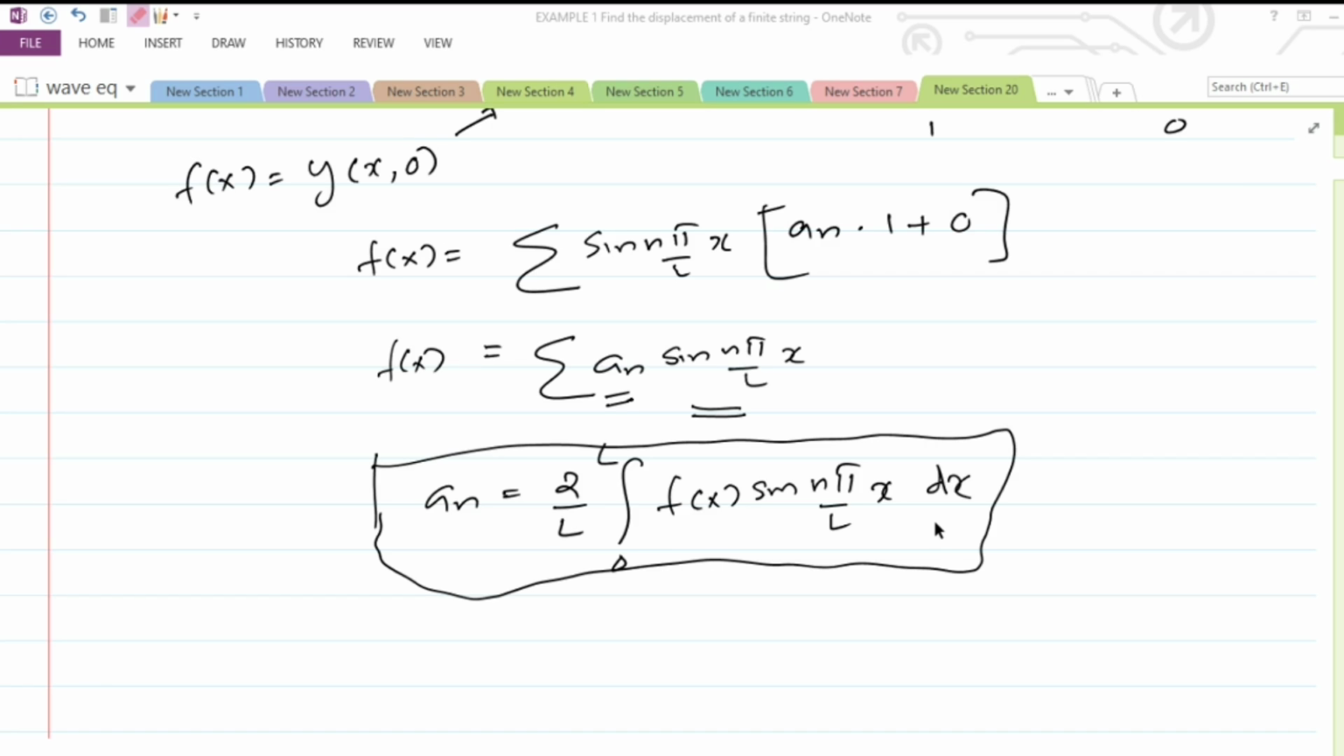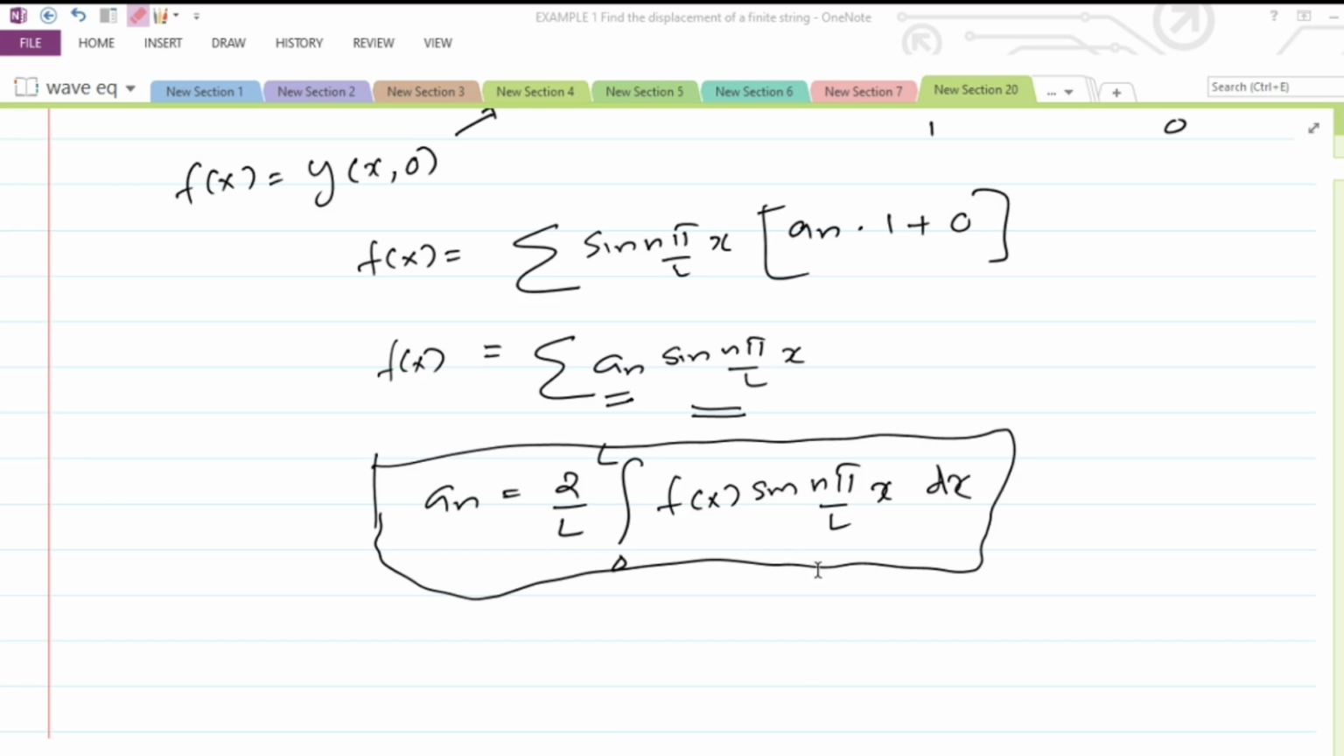Okay, but now to find the value for bn we have to have a particular value for the velocity, but it was not given. Velocity is 0, so we cannot go further. If some velocity g of x is given, we can differentiate this and substitute values. Finally we can find the coefficient bn also. So this is the way you do the problems which give displacement as f of x.